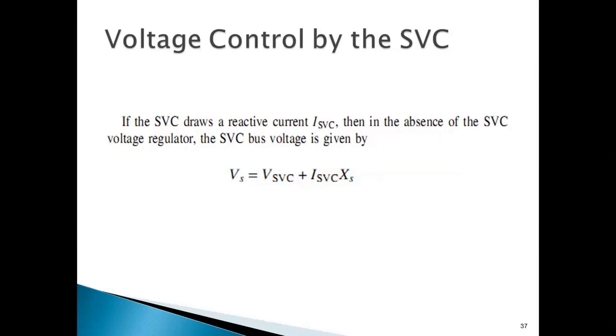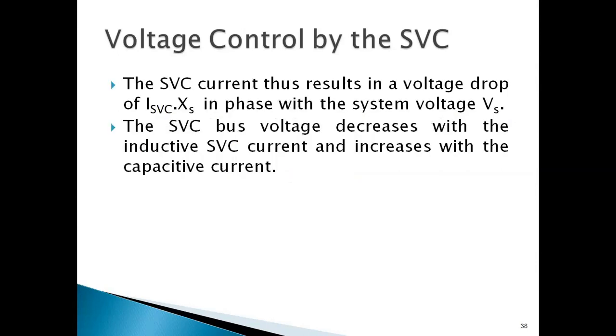I hope you are all able to understand and follow. So now time is 11:25. I'm taking much time. Let me summarize this point. SVC current results in a voltage drop, that is ISVC into XS, in phase with the system voltage. The SVC bus voltage decreases with the inductive SVC current. There is an important inference or conclusion from this equation. And the SVC bus voltage VSVC will increase with the capacitive current. That is what I illustrated, and it was evident from my explanation.